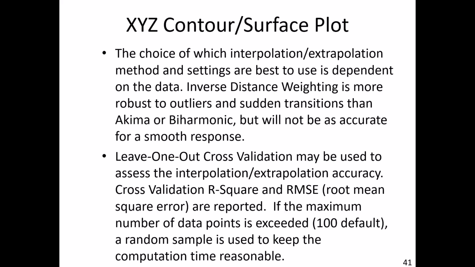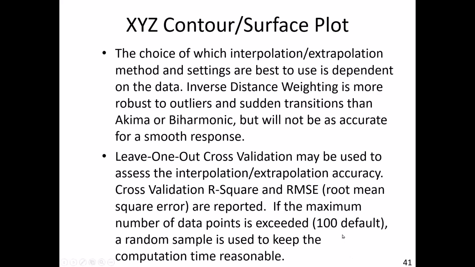Now, which method should be used? Well, it depends on the data. Inverse distance weighting is more robust to outliers and sudden transitions than Akima or Biharmonic, but it will not be as accurate for a smooth response. So what we have here is we do leave one out cross-validation, and then we compute cross-validation R-square and root mean square error. And there is a limit. The limit is 100, just to keep the computation manageable. There are a lot of calculations going on here because it's effectively having to redo the whole analysis excluding one data point.